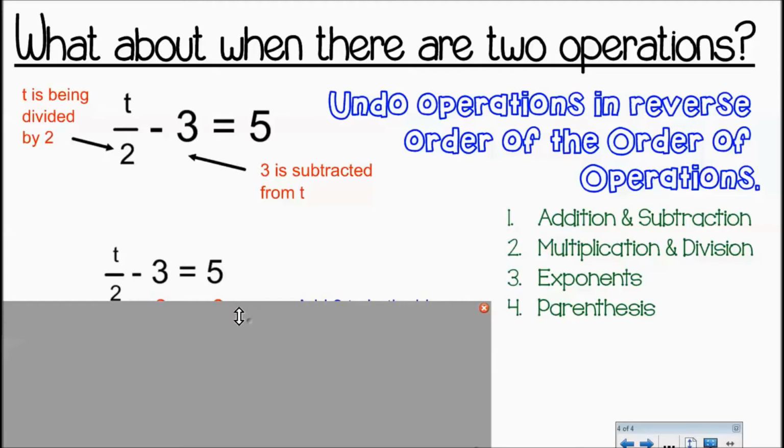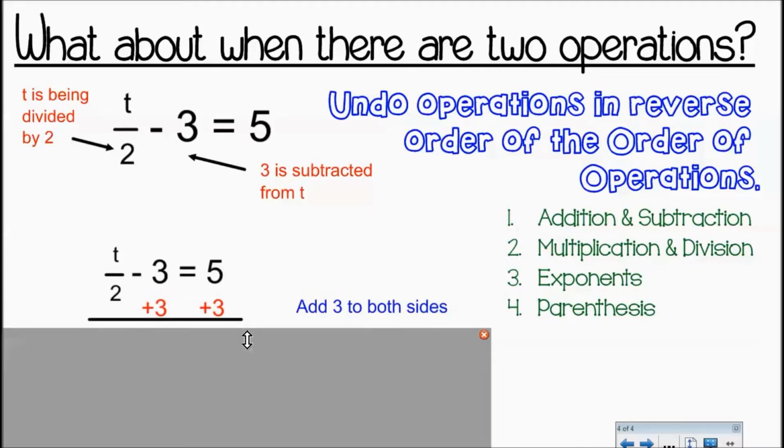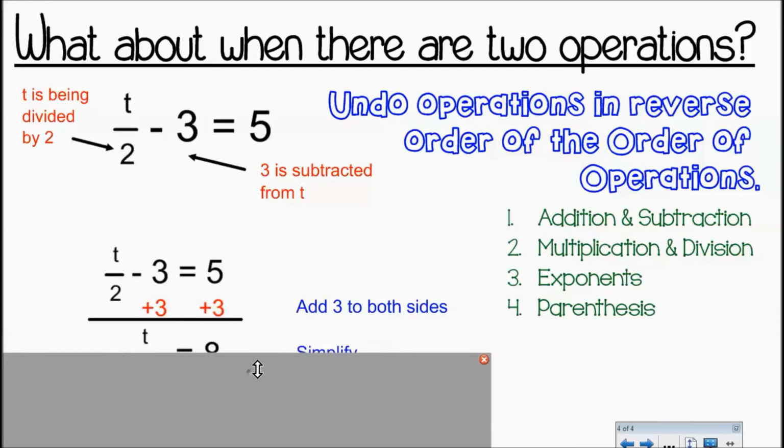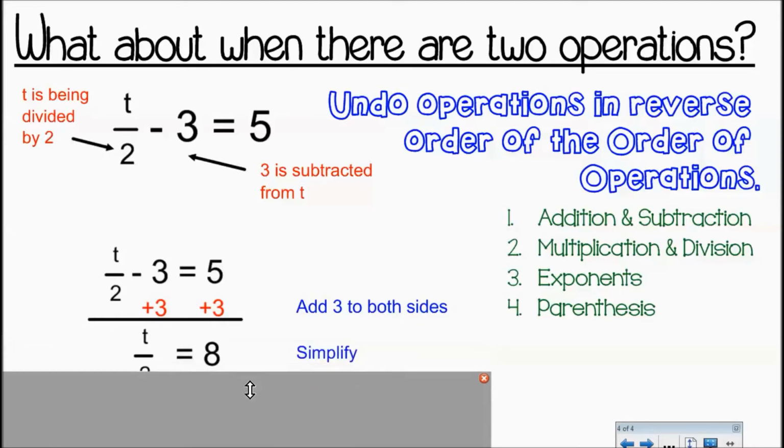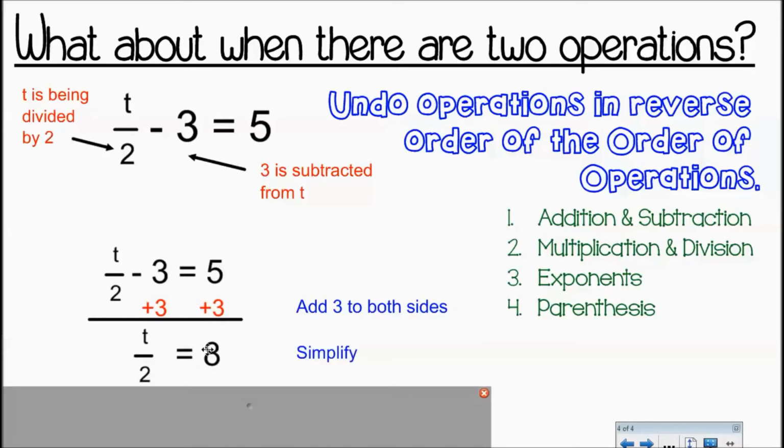We're going to do that by adding 3 to both sides. Make sure you're showing that you're adding on both sides. Don't just do one side of it. You finish that out there. You have t over 2 equals 8 left because negative 3 and positive 3 cancel. 5 plus 3 is 8. And so what happened there is I simplified.